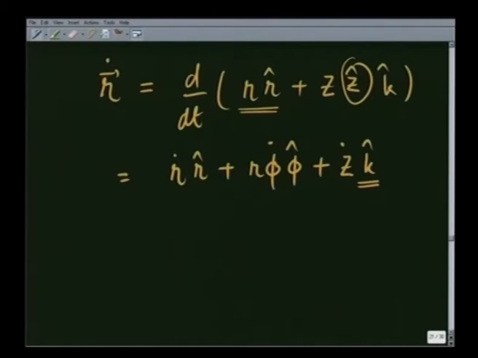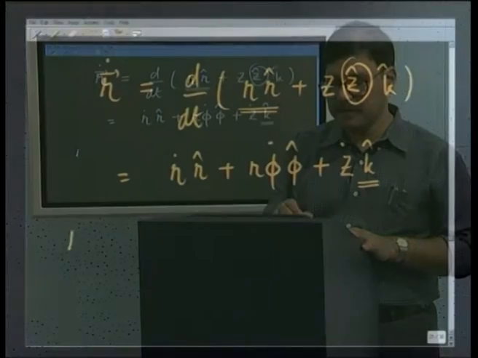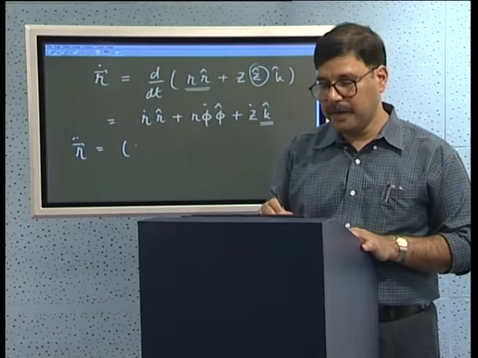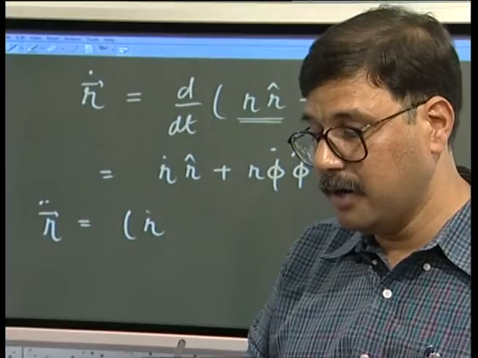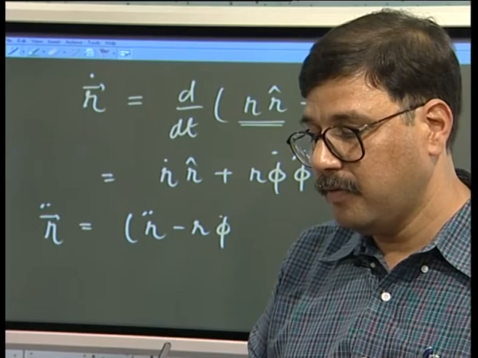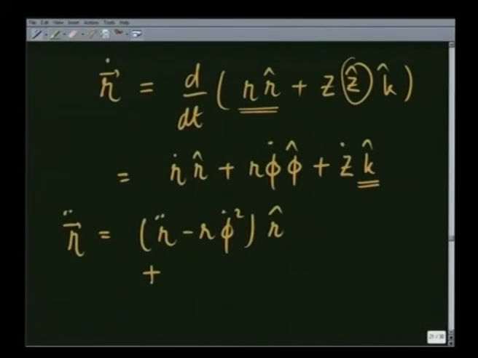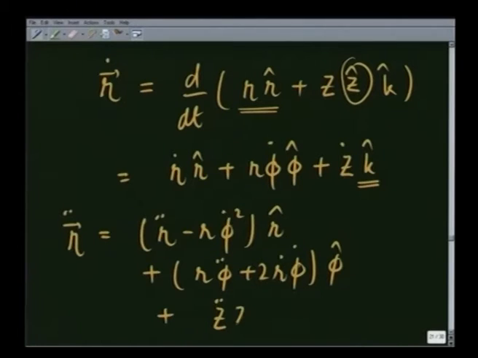The rest, the derivation of the acceleration, I will leave for you as an exercise. I will just give you the answer. It is going to be same as in the previous case for the x y plane, which is going to be r double dot minus r phi dot square in r direction plus r phi double dot plus 2 r dot phi dot in phi direction plus z double dot in z or equivalently k direction.